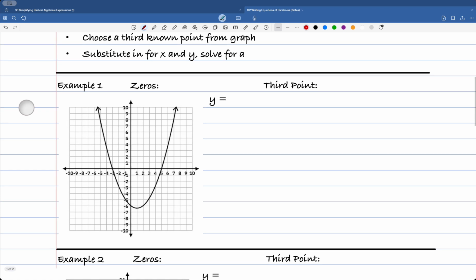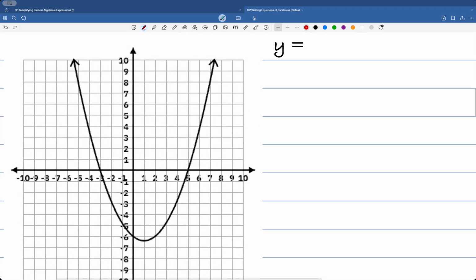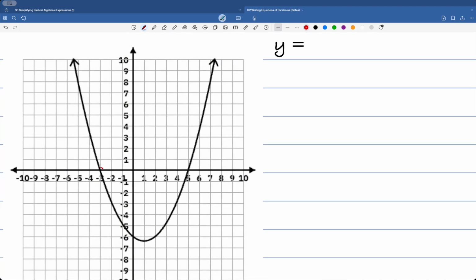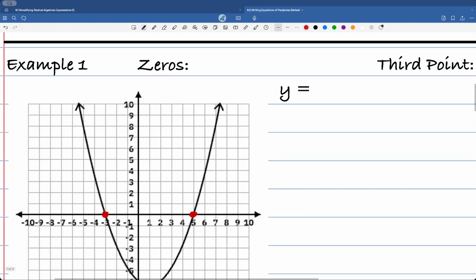So let me zoom in on this graph. We can see that the zeros are at -3 and 5. So as far as my zeros go, we have -3, 0, and 5, 0.